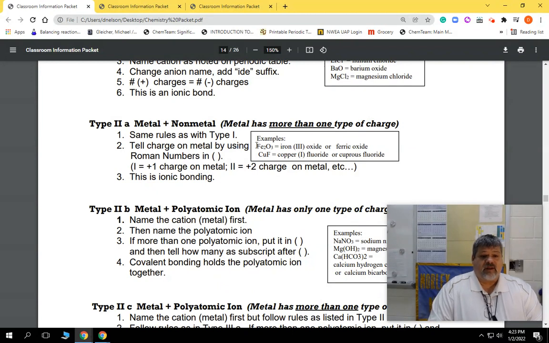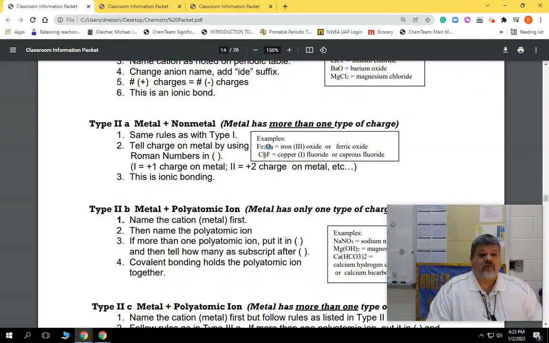So let's look real quickly at this example right here. We have Fe2O3. We know the charge of oxygen is a -2. So a -2 times 3 is a -6. We're going to divide that by the 2 that we have, so this is going to be iron(III) oxide.